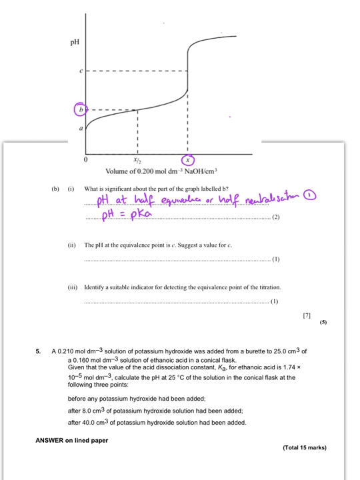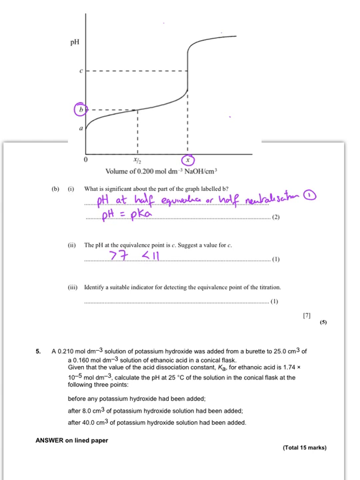The pH at equivalence for C, well, we know it's a weak acid and a strong base. So if it's a weak acid and a strong base, then the equivalence point is going to be between 7 and 11. So we want a value that's greater than 7, but less than 11. So any number between those two. So if you've got between 8 and 10, you've got it right.